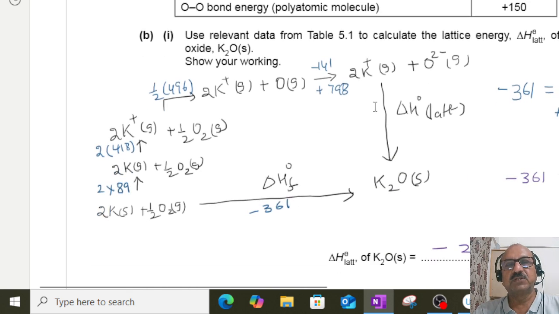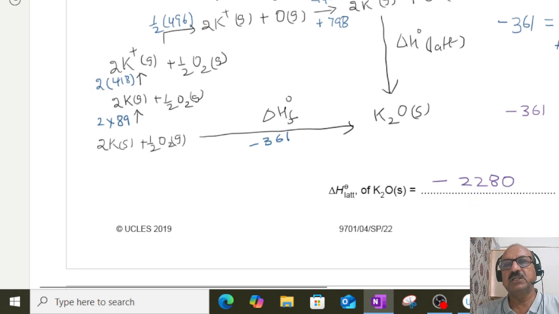And after doing this, we can easily say that this minus 361 will be equal to the sum of all this. And when we put this in the equation, we are able to get the value for the lattice energy, which turns out to be minus 2280. If you have not understood, you can stop this video and you can see each step, and see how the values have been put.